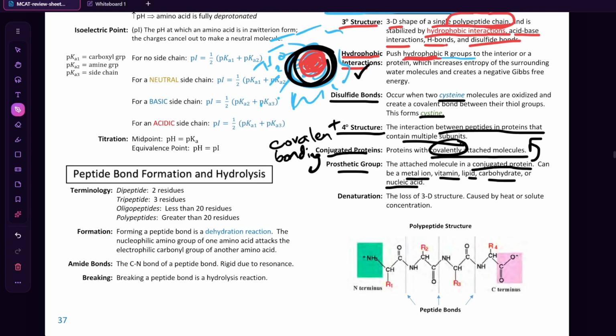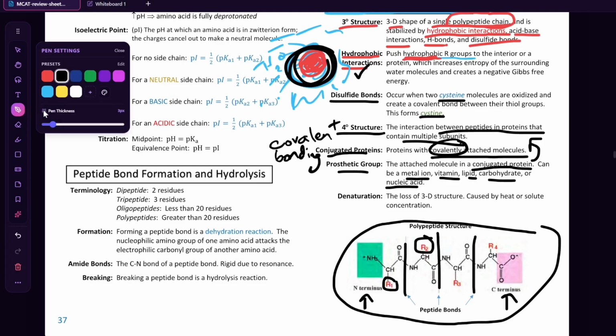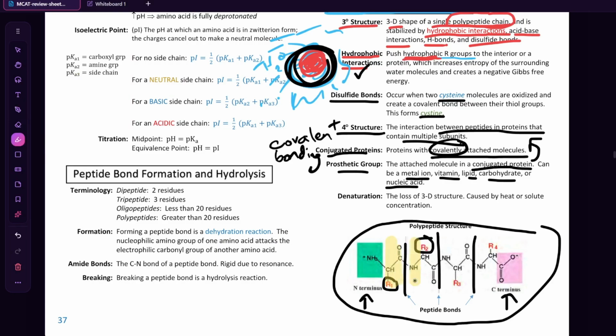So conjugated proteins, the way you can think of them. Oh yeah, by the way, here's a good diagram of the polypeptide structure. They're showing the C terminus, the N terminus, and then the peptide bonds between them. And these are where they would be. And then these R groups, each of these sections, by the way, this would be an amino acid, this would be an amino acid, this would be an amino acid, connected by peptide bonds. The N terminus is this with this amino, and the C terminus is a carboxyl.